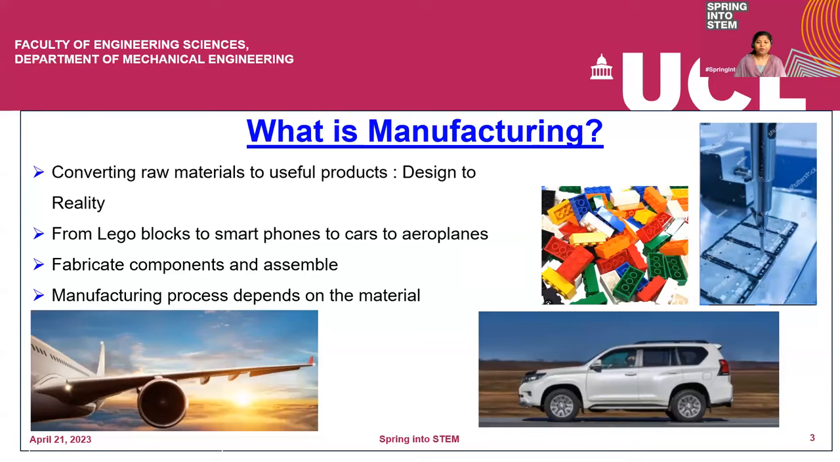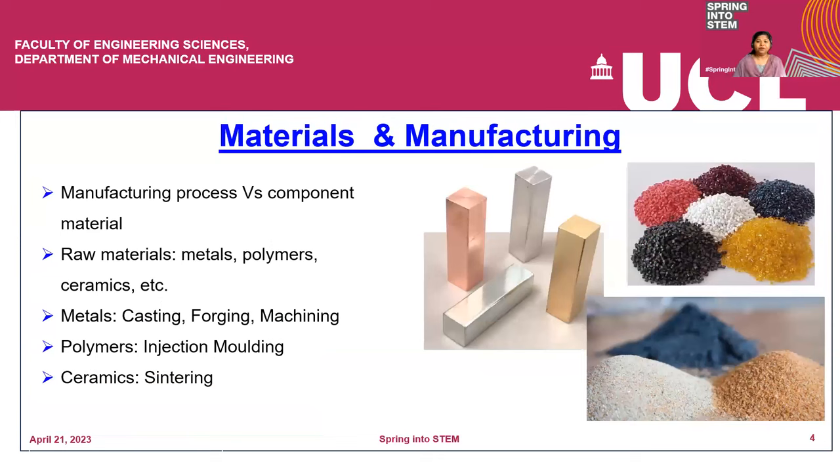When we talk about these products, we don't manufacture the whole product. Instead, every product that I mentioned here is made out of multiple components, and we manufacture or fabricate these components, which are then assembled together to get the final product. The manufacturing process that we select for every component will depend on the material of the component and various other information.